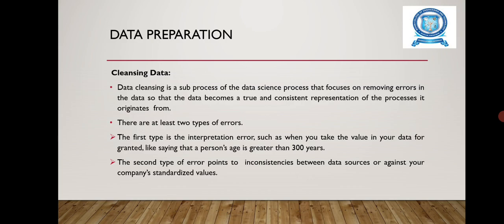There are two types of errors. The first type is the interpretation error, such as when you take a value in your data for granted, like saying that a person's age is greater than 300 years. The second type of error points to inconsistencies between data sources or against your company's standardized values.